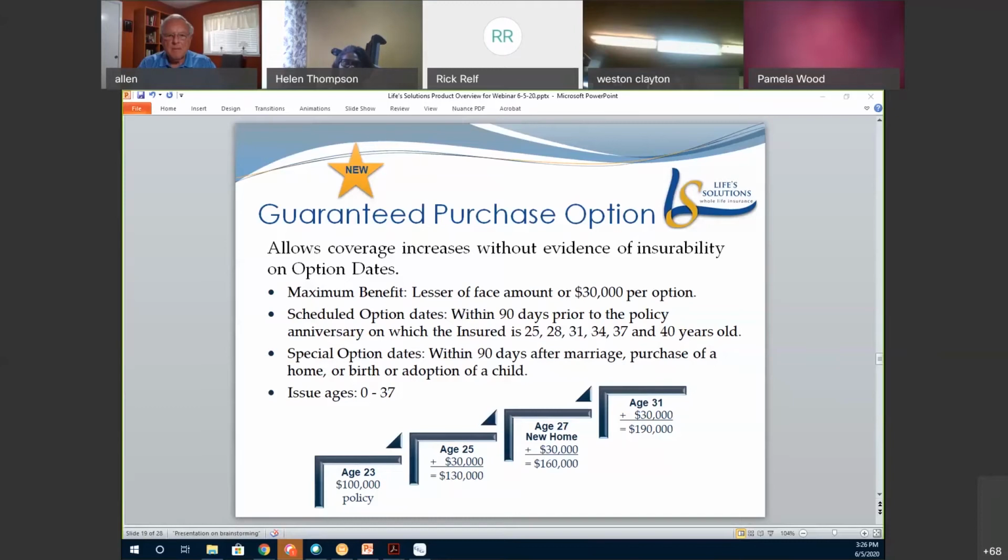But if you have somebody that has a large policy, this is a $500,000 max, you have the ability with this rider, theoretically, you could add another $180,000 of coverage without any underwriting. Very powerful. Next slide, please.